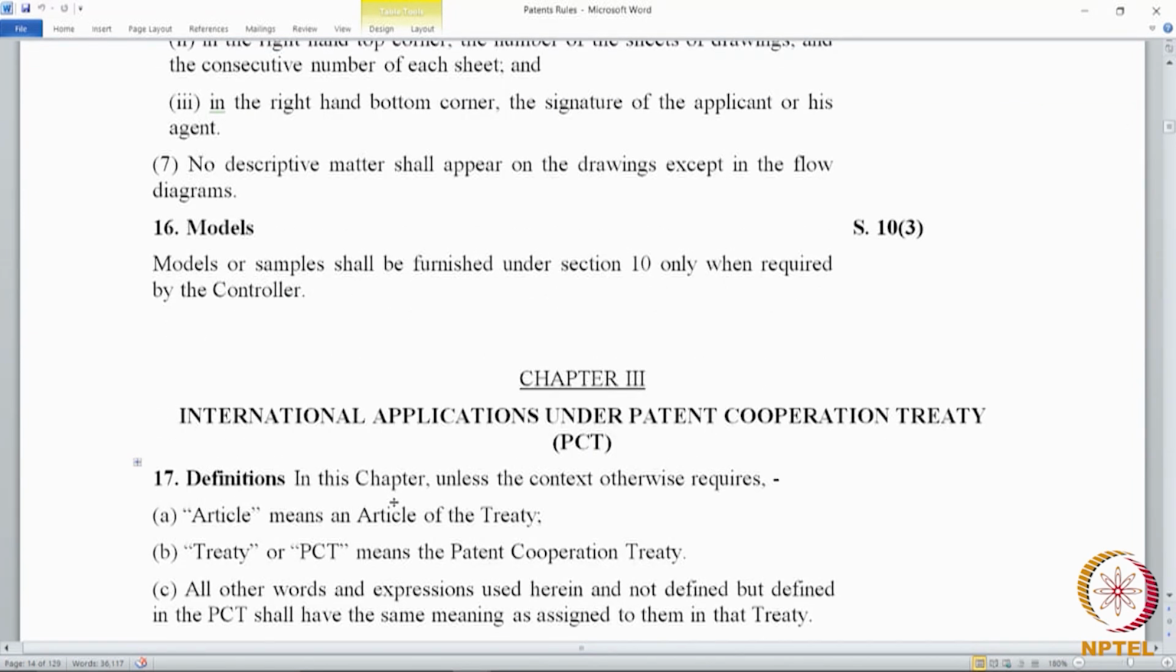Rule 16 talks about models. It merely states that models or samples shall be furnished under section 10 only when required by the controller. So, in the case of drawings, an applicant had the option of furnishing the drawings, or when the controller requested the drawings, the applicant could furnish them. So, there was an option to voluntarily file the drawings, but in the case of models, it is not there. Models or samples shall be furnished only when they are required by the controller. So, models and samples cannot be voluntarily submitted before the patent office. They can only be submitted if a request comes from the controller.